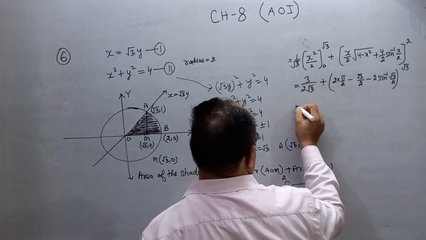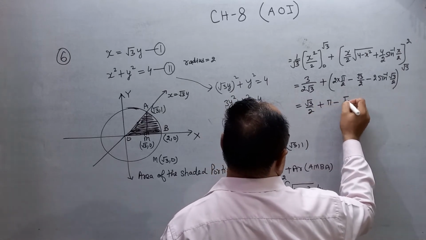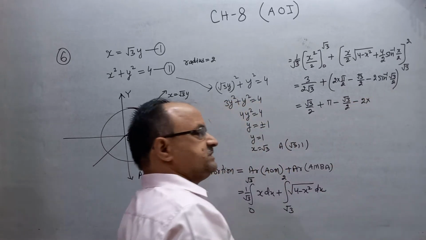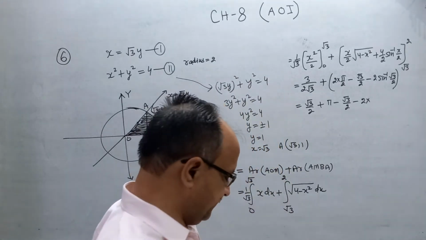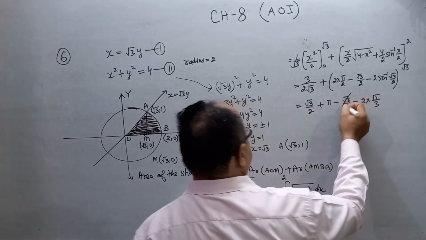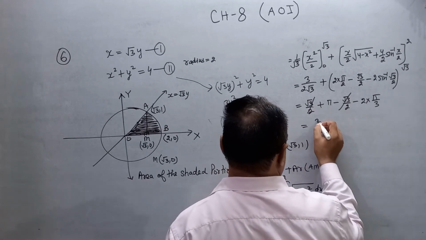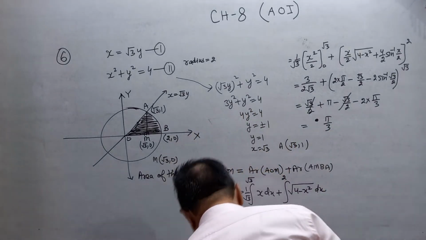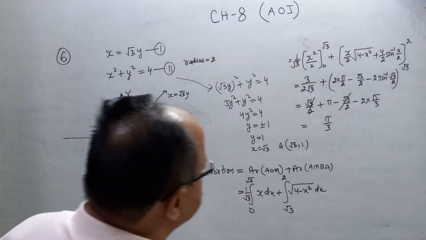And 3 by root 3 you know very well, root 3 by 2 plus pi minus root 3 by 2 minus 2, and sine inverse root 3 by 2, that is sine pi by 3, so simple, that is pi by 3. You know that this will cancel, therefore pi minus 2 pi by 3, that is pi by 3. This is the solution of this question.